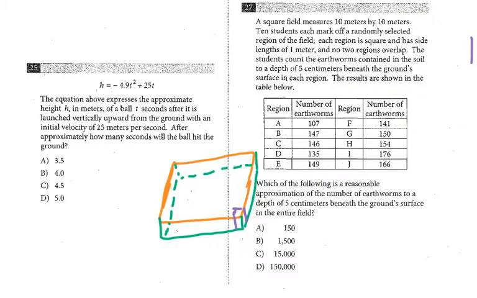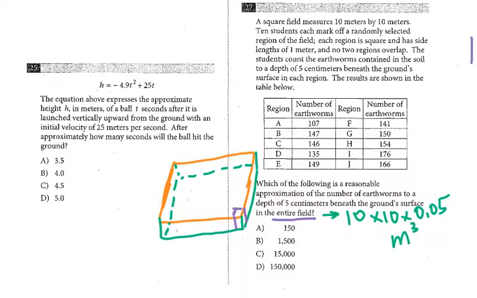For question 27, we need to predict the number of earthworms to a depth of 5 centimeters beneath the ground surface in the entire field. For the entire field, what's the volume for that? It will be 10 times 10, then times 0.05. Centimeters, you need to change to 0.05 meter. So that's in cubic meters.